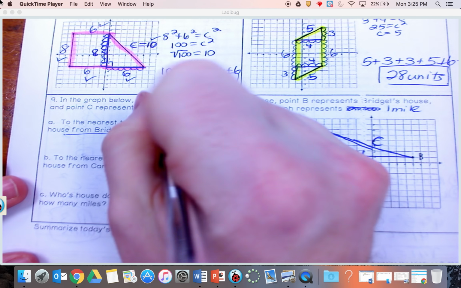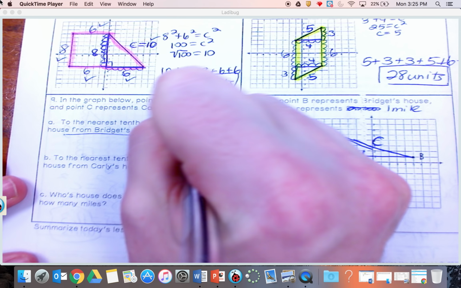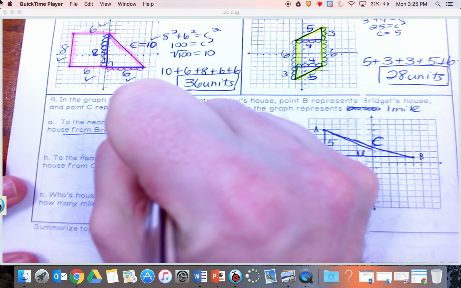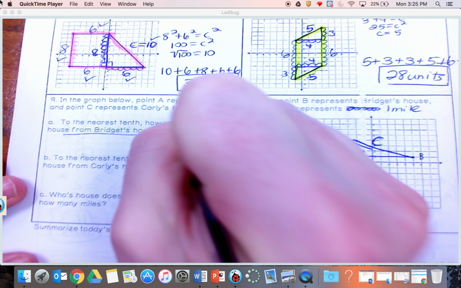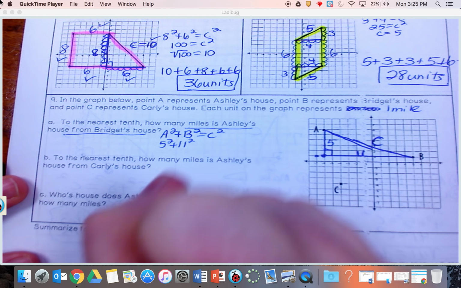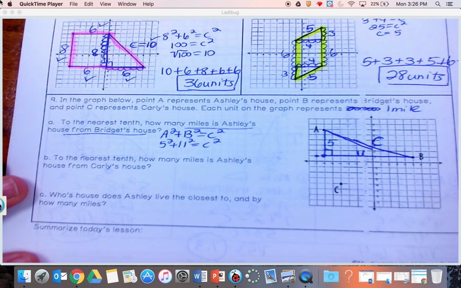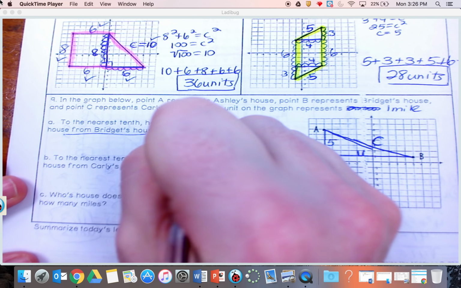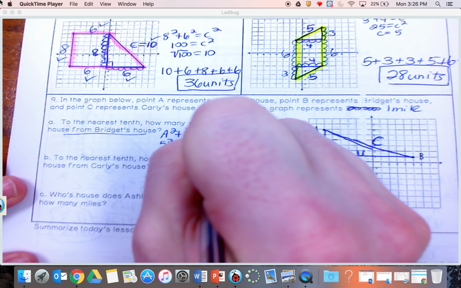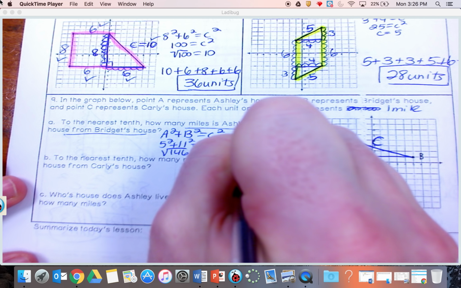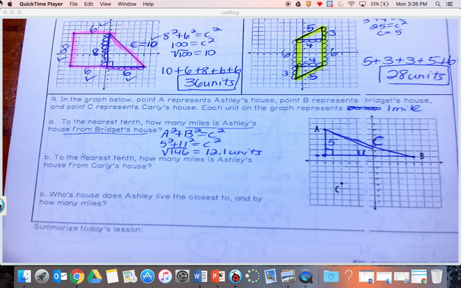Put it into my equation. A squared plus B squared equals C squared. I get 5 squared plus 11 squared equals C squared. Turns into 146, which I take the square root of. Gives me 12.1 units. Got that answer. Okay, done with that one.